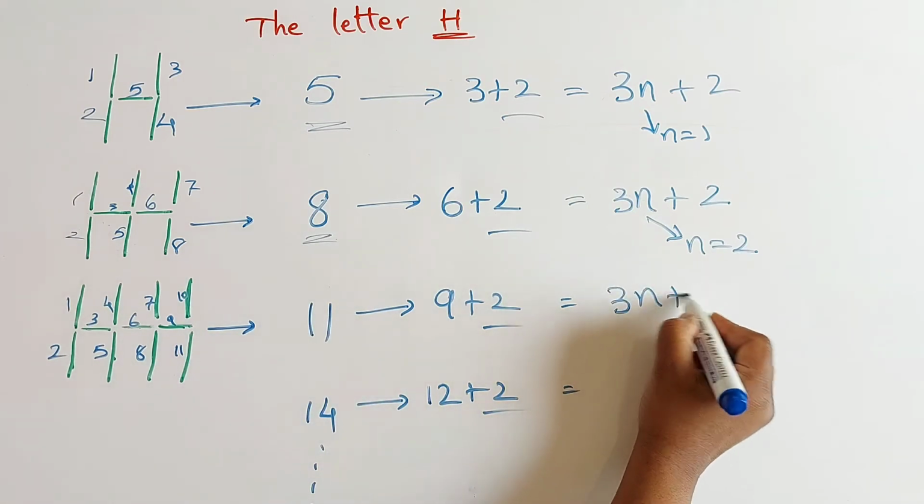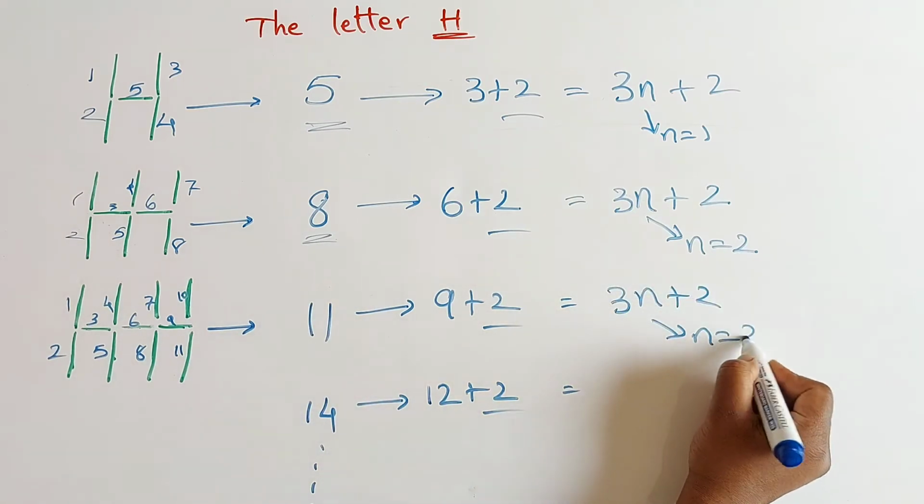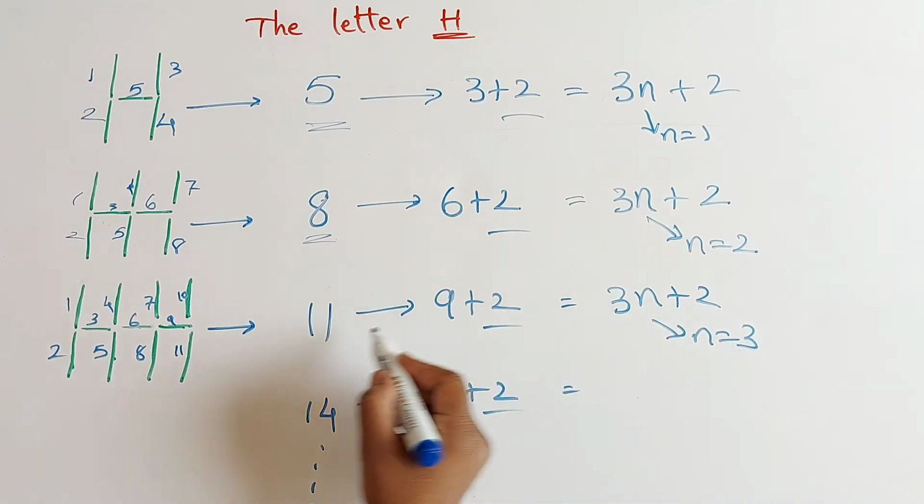Here also 3n plus 2. Here n equal to 3 children. 3 3s are 9 plus 2, 11.